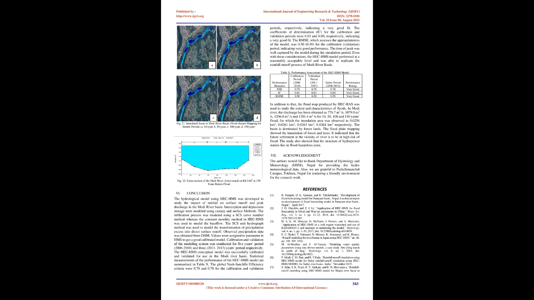Conclusion. The hydrological model using HEC-HMS was developed to study the impact of rainfall on surface runoff and peak discharge in the Modi River Basin. Interception and depression storage were modeled using canopy and surface methods. The infiltration process was modeled using the SCS curve number method, whereas the constant monthly method in HEC-HMS was used to model the base flow. The SCS unit hydrograph method was used to model the transformation of precipitation excess into direct surface runoff. Observed precipitation data was obtained from DHM.